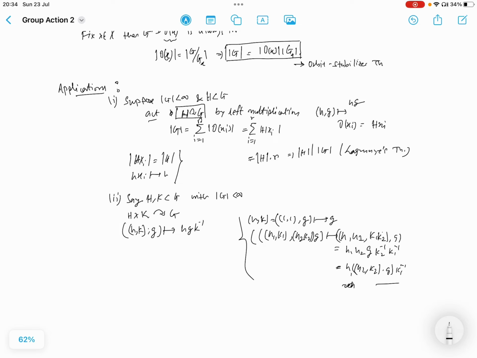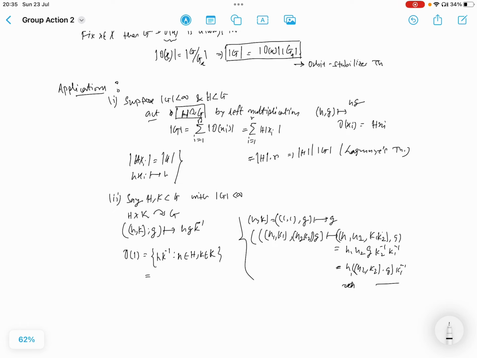Then take this orbit of this element identity. What will this be? This will just be HK inverse, right? And you need to take this inverse in order to get the associativity correct. You can't just take HG and K only. Yeah.